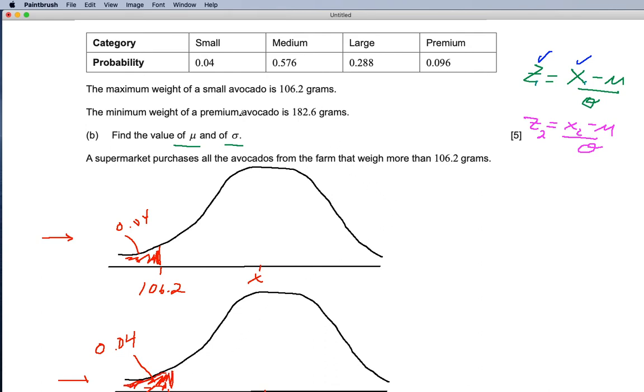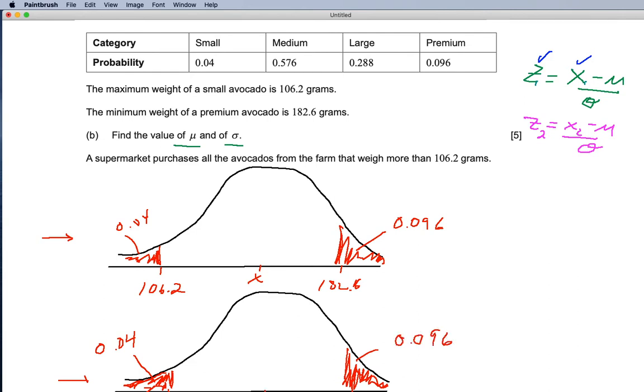I'm going to call it z1, but I don't know what it is yet, right? Then I'm going to do the same thing with the next piece. So the minimum weight of a premium is 182.6. So that means the minimum weight is going to be anything from 182.6 forward. So this is 0.096. Okay. And what I'm going to do is draw the exact same amount on my standard normal distribution curve.